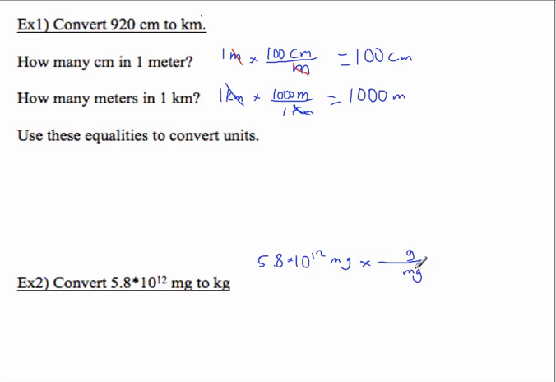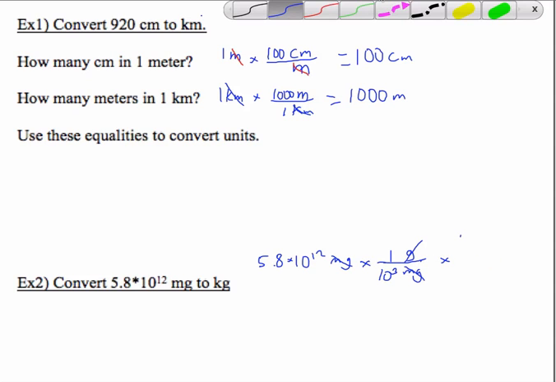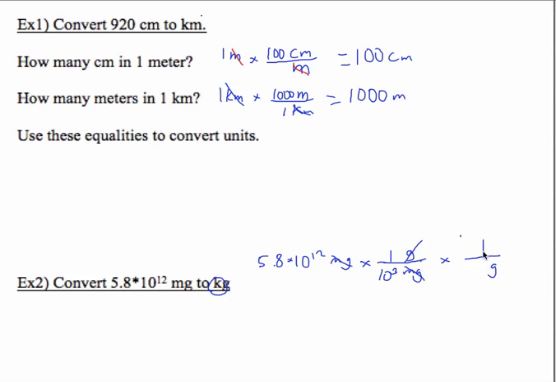You need the milligrams in the denominator in order to get it to cancel. There's 1,000 milligrams in a gram, so I could put 1,000 down here, or I could put 10 to the power of 3. Then I need to change grams to kilograms. So I need to cancel out these grams, and I need to get kilograms. There's 1,000, or 10 to the power of 3 grams in 1 kilogram. So that cancels out the grams. And now I just multiply the numbers together.